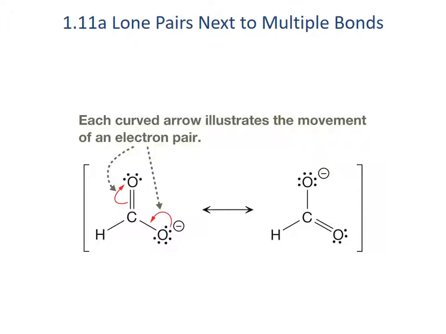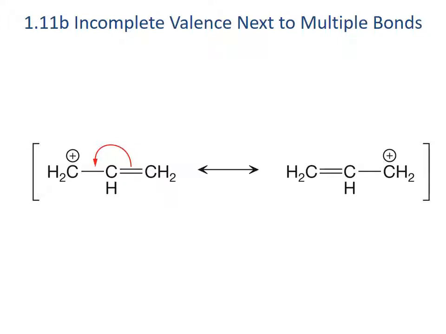Our first example of electron movement in resonance structures is from a lone pair next to a double bond or a triple bond. Lone pairs can easily move into an adjacent bond, but they can never exceed an octet. If there is an adjacent multiple bond, the electrons from that bond can move out to let others move in. If there is an incomplete valence next to a multiple bond, the electrons from that multiple bond can move in to fill the vacancy. They will leave behind a different vacancy, but usually that vacancy is of a similar energy.